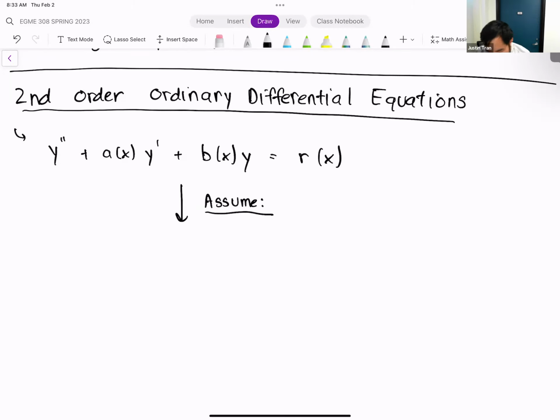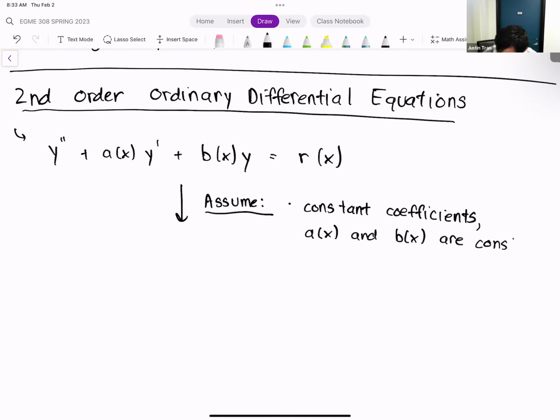So the first assumption we're going to make is constant coefficients. This basically means that A of X and B of X are constants. So that means they can't be any function of X. They can just be numbers.